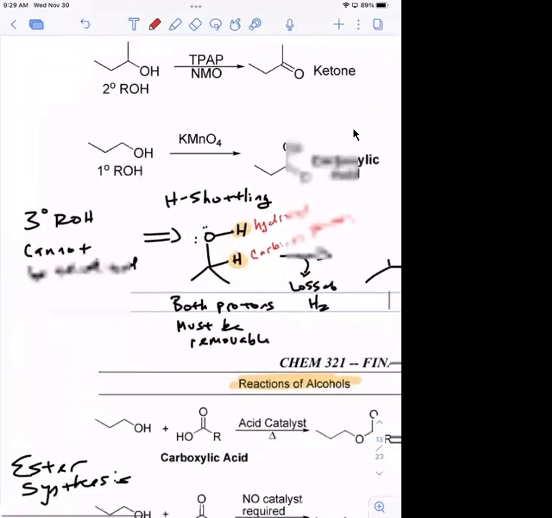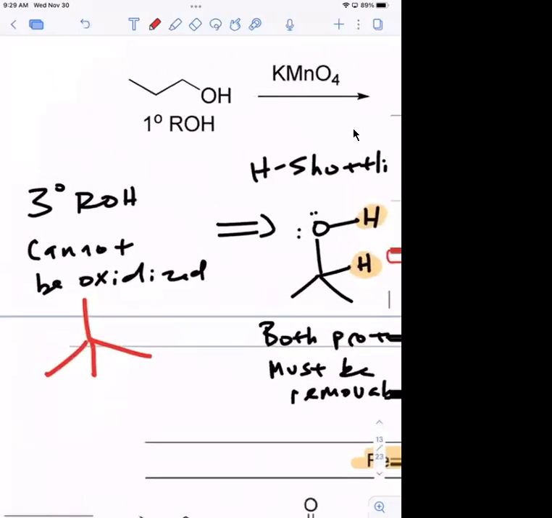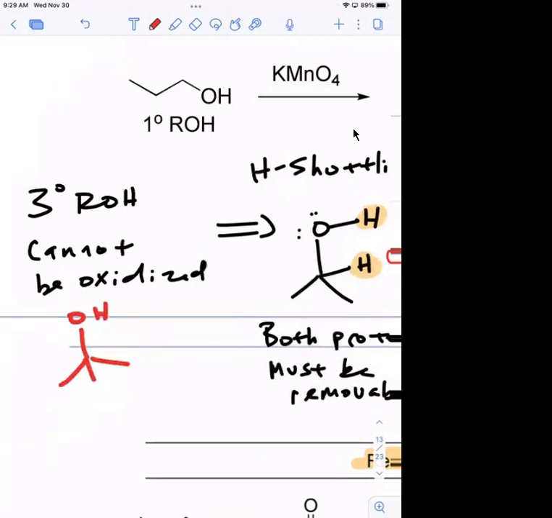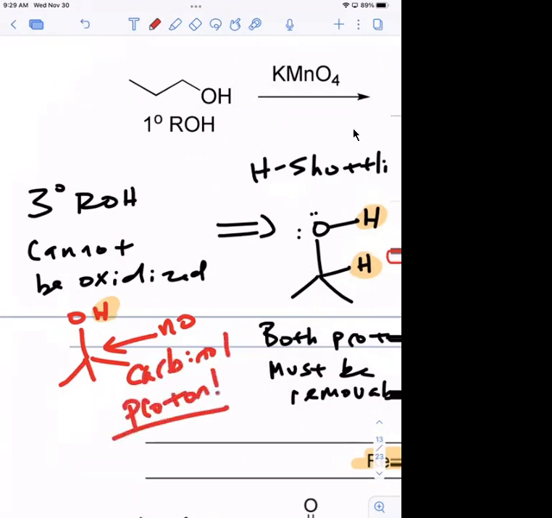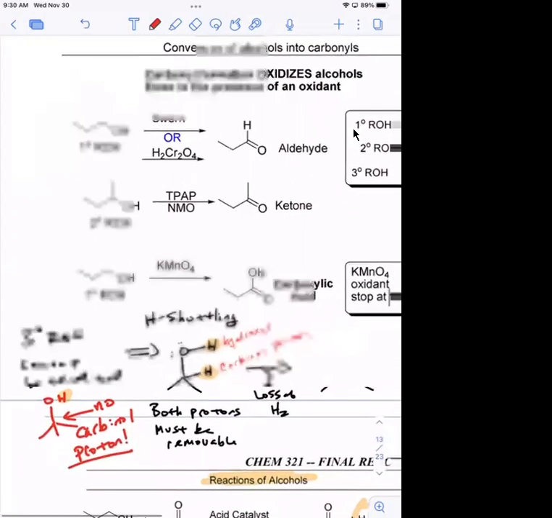Because a tertiary alcohol would be this, right? So you have the OH proton, but no carbonyl proton. So because of that, you can't oxidize it. That's a lot of information about this process, but it's necessary. So when you look at alcohol oxidations, all you're looking at is either primary or secondary alcohols.